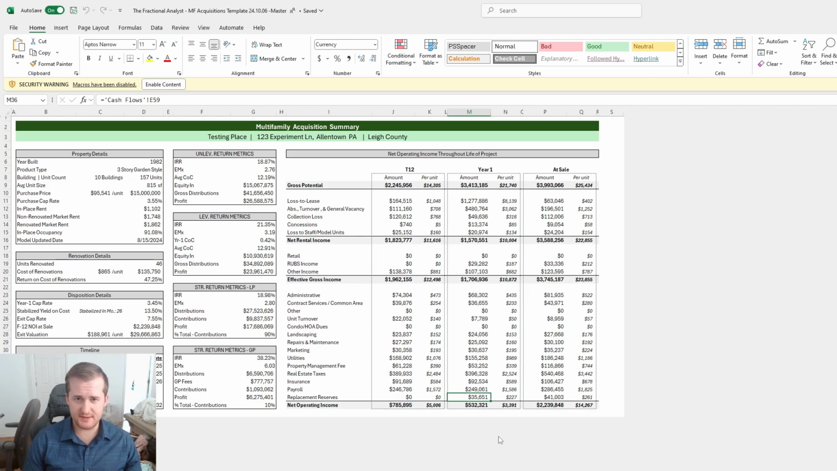So we'd always recommend holding replacement reserves. Operations is another area where you can look at improving operations, right? Revenue, you want to look for areas to go up. Expenses, you want to look for areas to go down, ultimately to increase the net operating income.